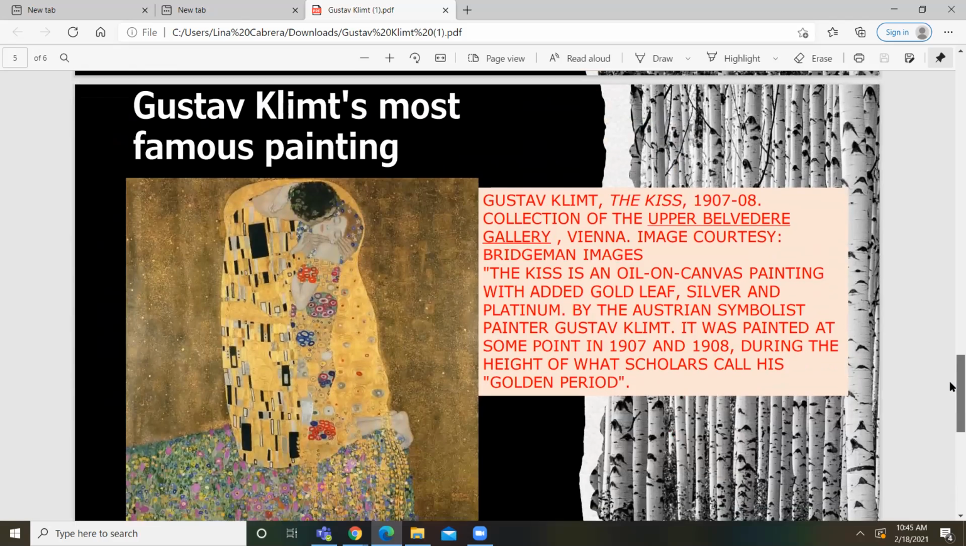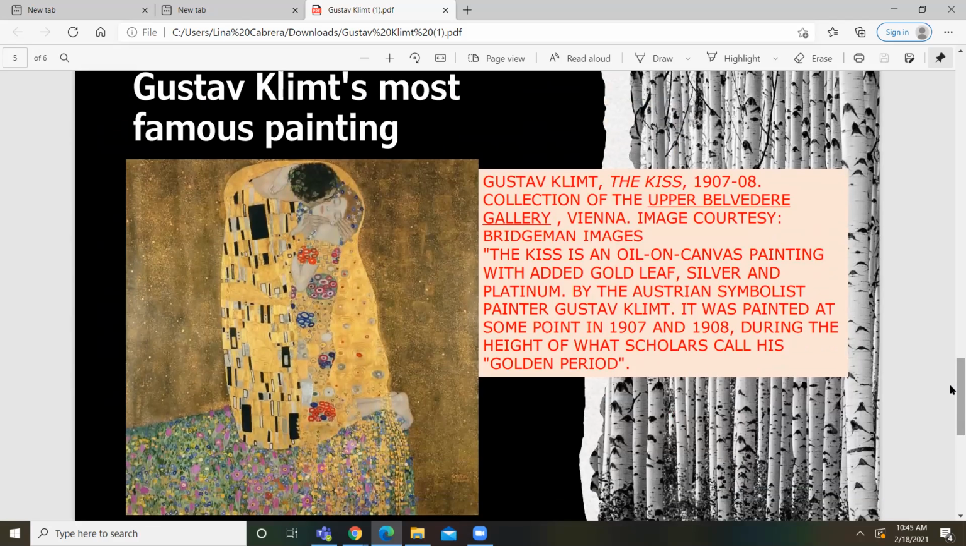Going down, we can see the most famous painting, which is The Kiss. The Kiss was done approximately 1907 to 1908. It's in the collection of the Upper Belvedere Gallery in Vienna. The Kiss is an oil on canvas painting with added gold leaf, silver, and platinum. Platinum is white gold, by the way. It is by the Austrian symbolist painter Gustav Klimt, painted between 1907 and 1908. This is what scholars call his golden period, a period of time when he really incorporated the color gold in his artistic work.